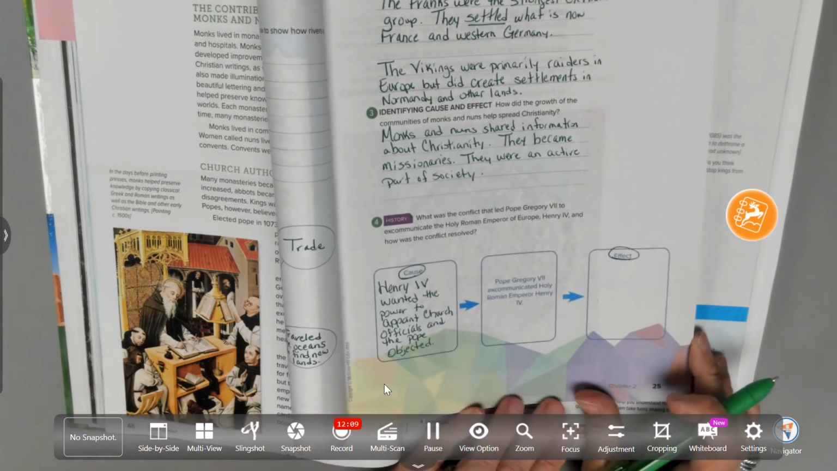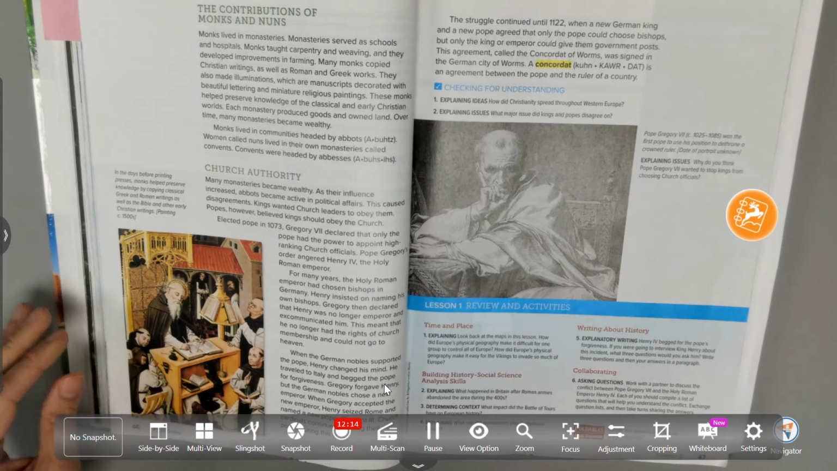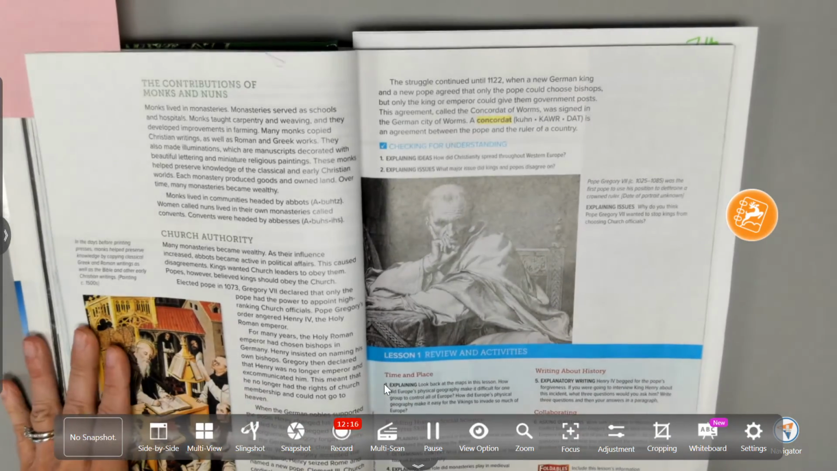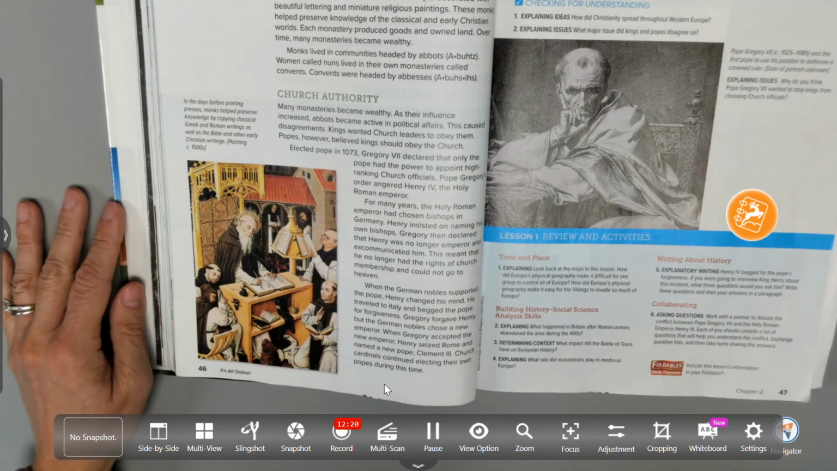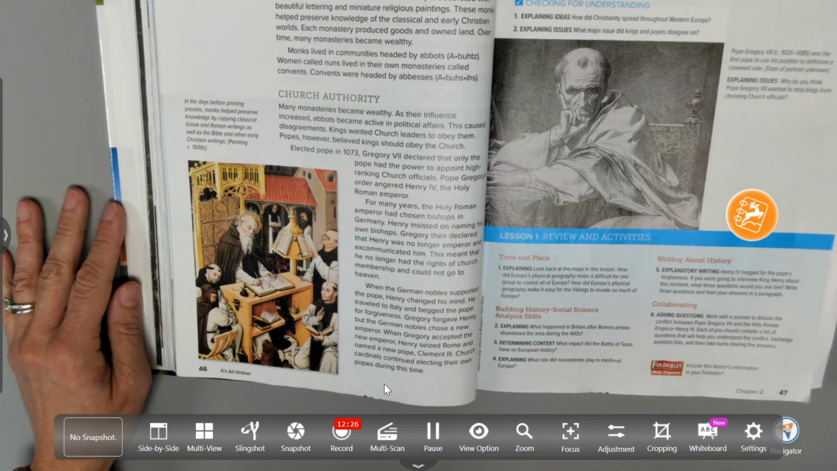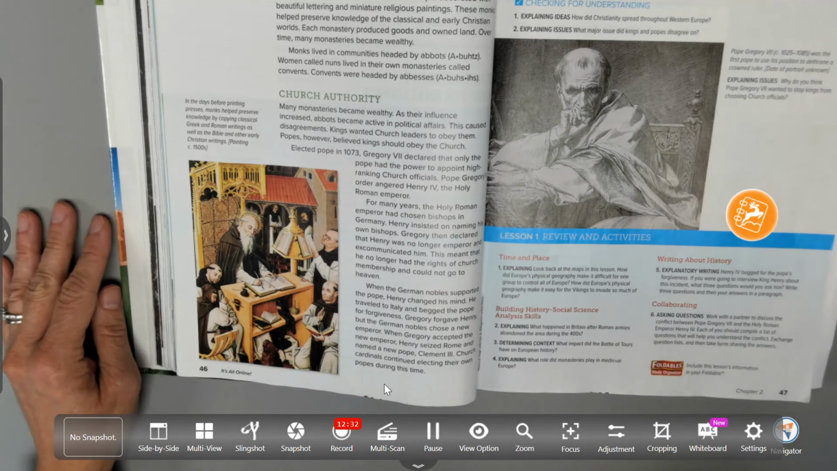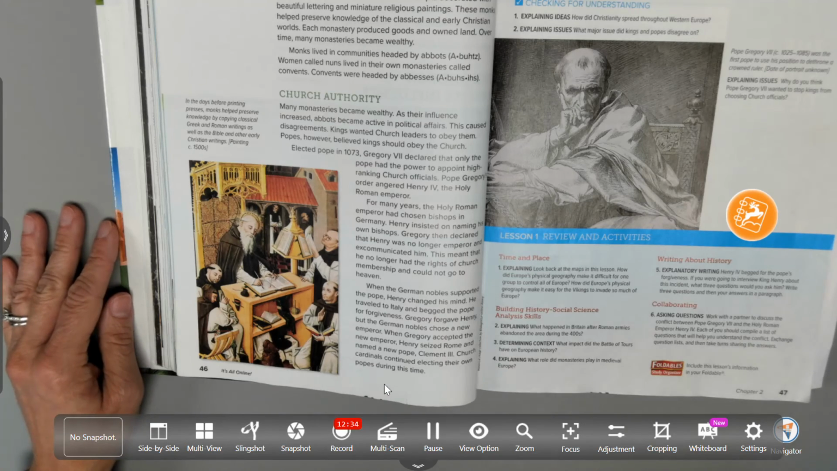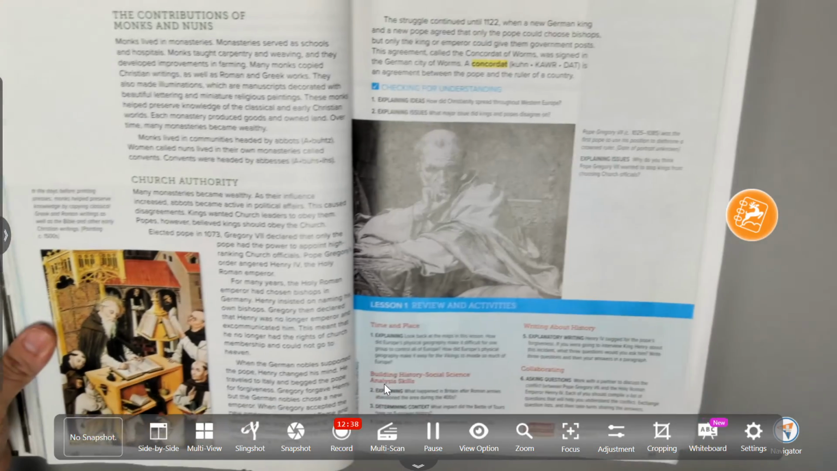And what was the effect? If you look at page 47, let's go ahead and read the last paragraph of page 46. When the German nobles supported the Pope, Henry changed his mind. He traveled to Italy and begged the Pope for forgiveness. Gregory forgave Henry, but the German nobles chose a new emperor. When Gregory accepted the new emperor, Henry seized Rome and named a new pope, Clement III. Church cardinals continued electing their own popes during this time.